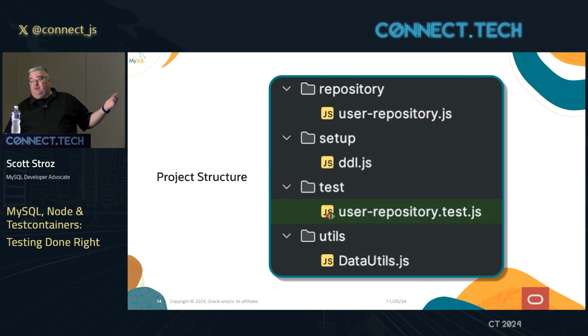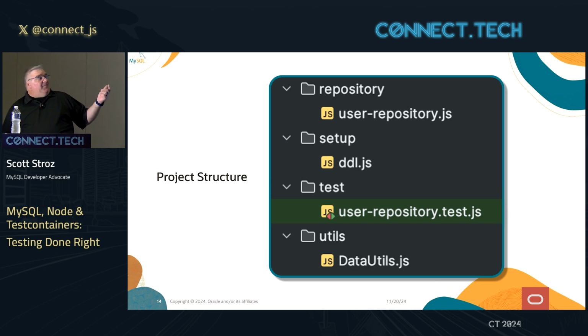In my project structure for these demos, I have 3 files. I have a user repository file, which is actually the main part of the code that is responsible for saving and retrieving user information. However, in the demo, all we do is save it. We don't do anything else.